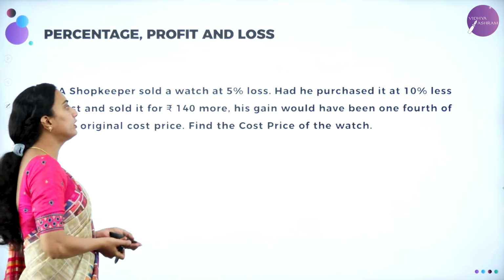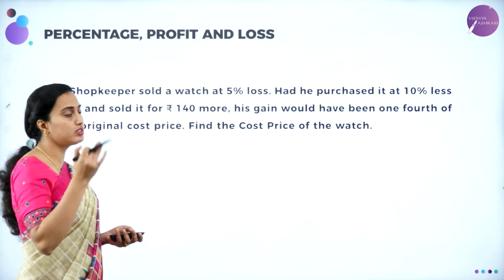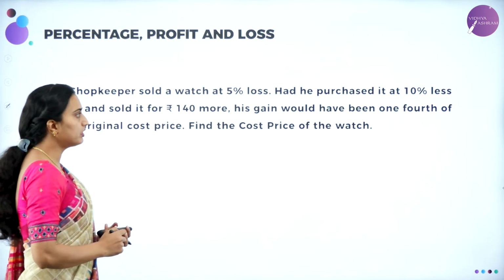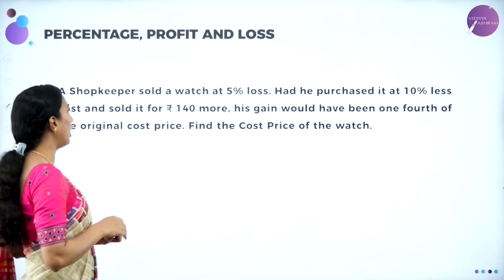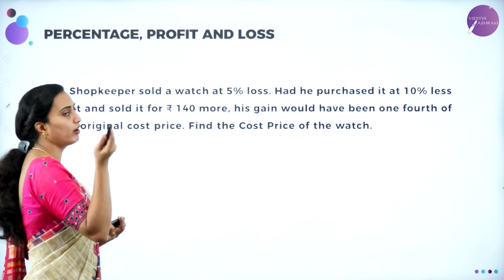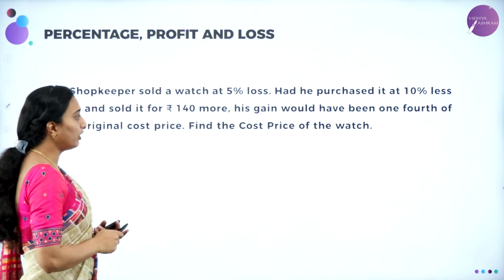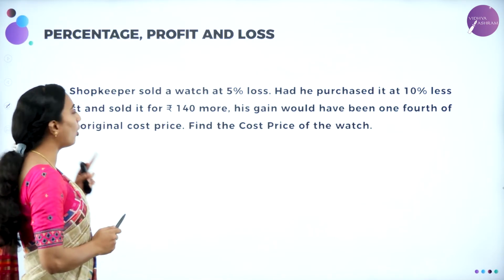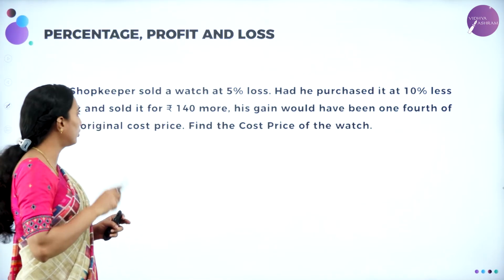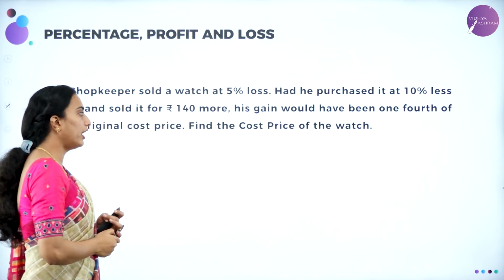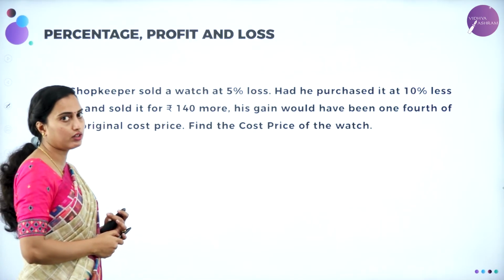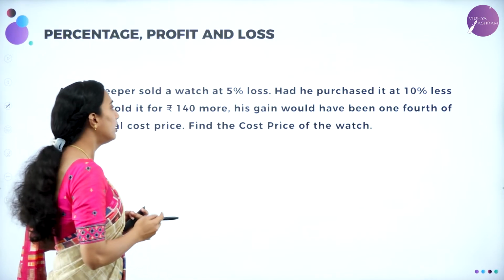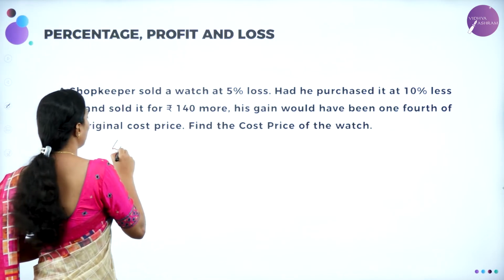A shopkeeper sold a watch at 5% loss. Had he purchased it at 10% less cost and sold it for rupees 140 more, his gain would have been 1/4 of the original. 1/4 means 1/4 of the original cost price. Find the cost price of the watch. So they've asked the cost price of the watch. Let X be the cost price.